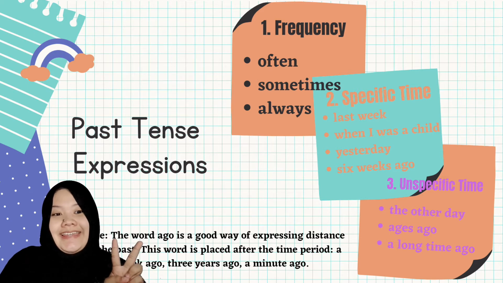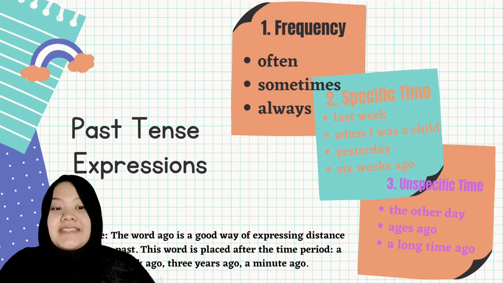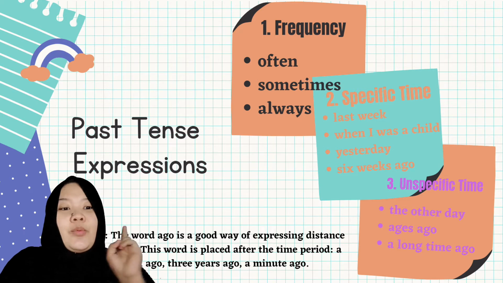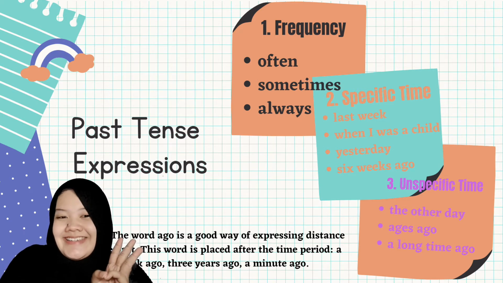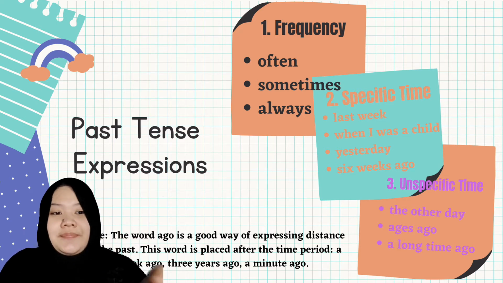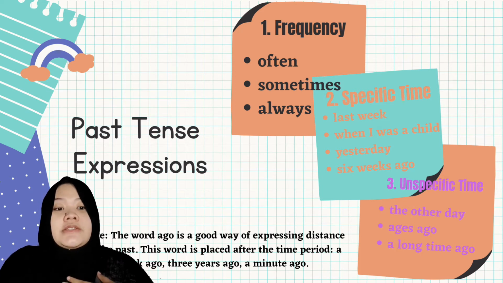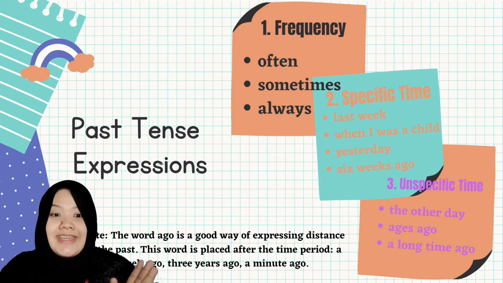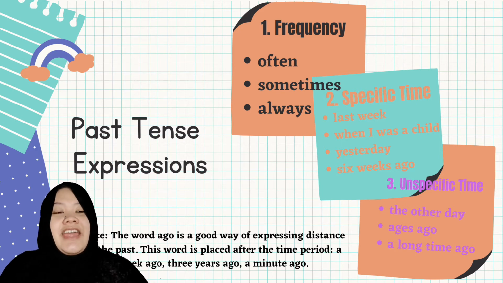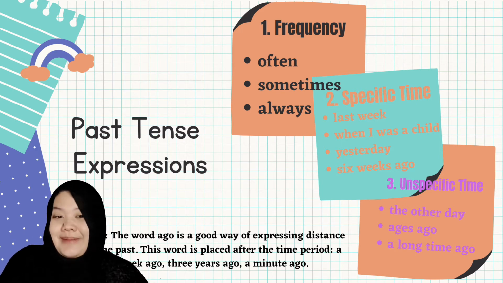The second is specific times, such as last week, when I was a child, yesterday, and 6 weeks ago. For sentences like: we saw a good film last week, and yesterday I arrived in Surabaya.